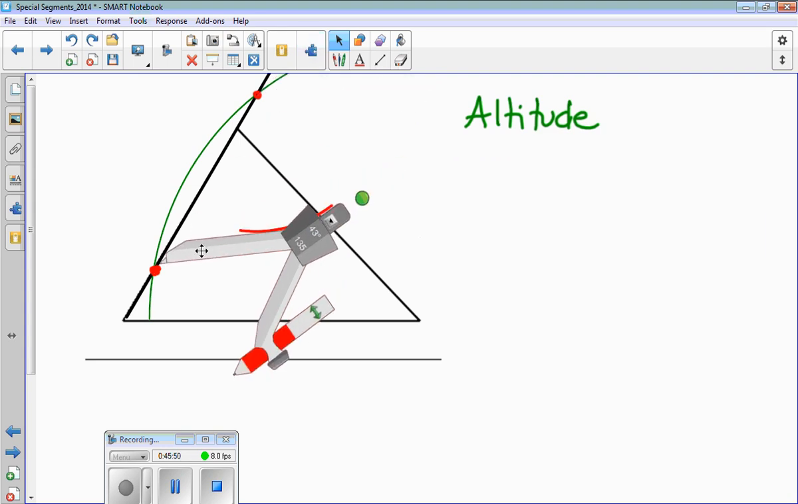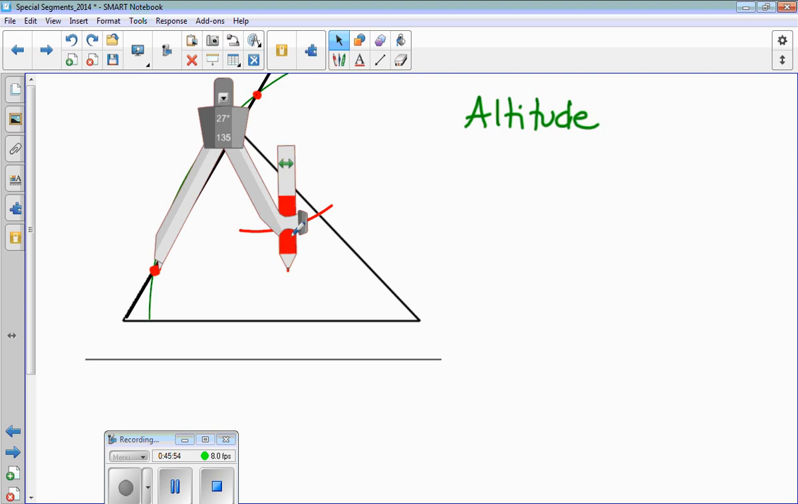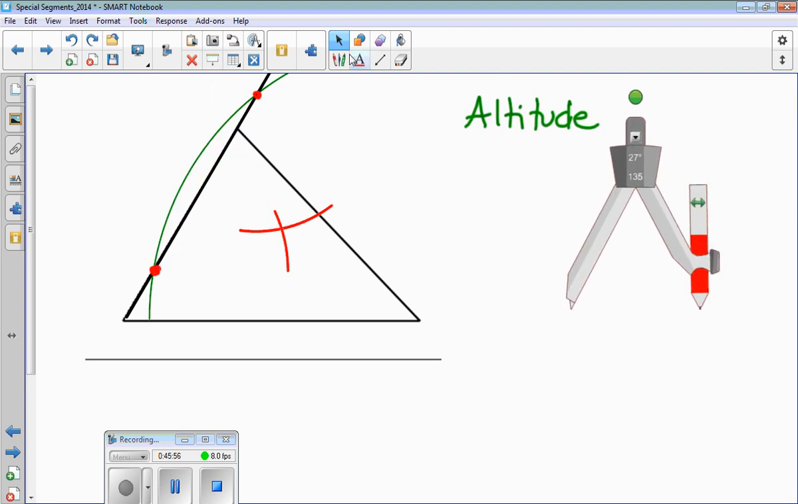So then I come to my other point I just created, and I'm going to make my little X. And then I just simply connect those two things. Like that. And that's the altitude. So what's the point called where they intersect? The point where two altitudes intersect is called, there's my flip chart. It's called the orthocenter.